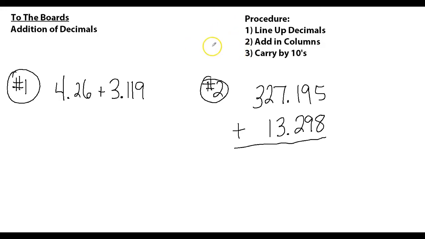Okay, let's see how you did. Question number 1. I need to take this 4.26 and add it to 3.119. The first thing you want to do is line up those decimals.